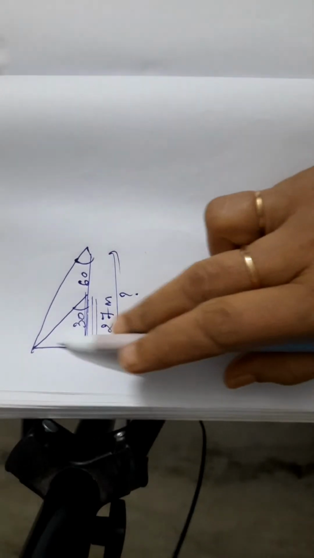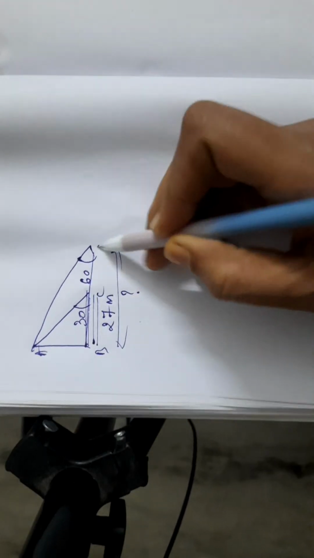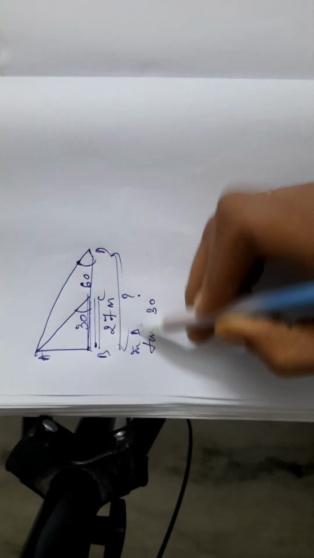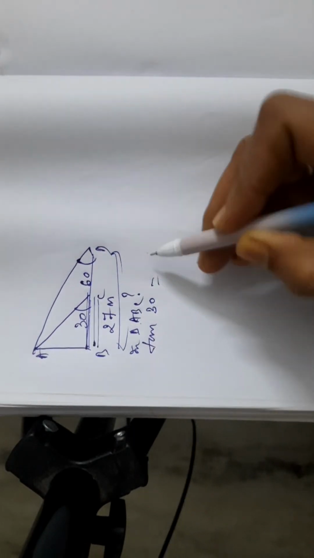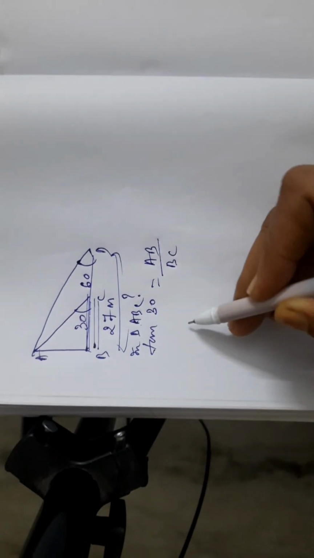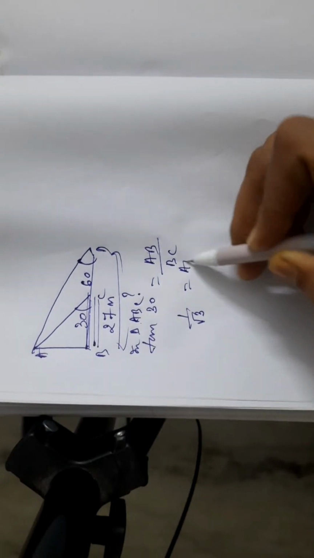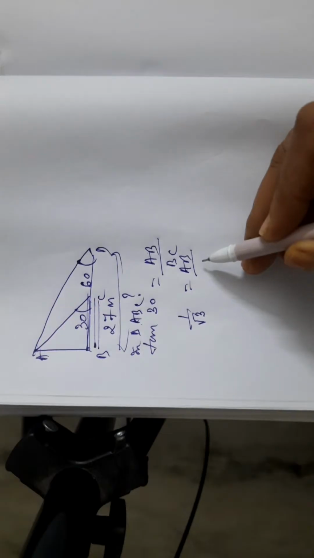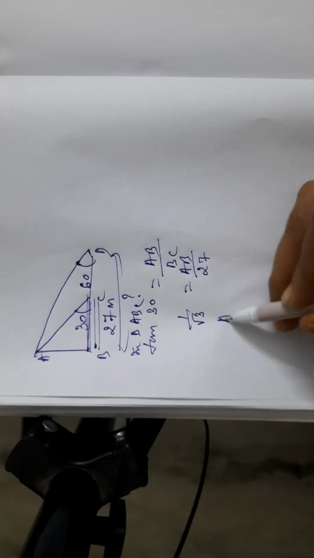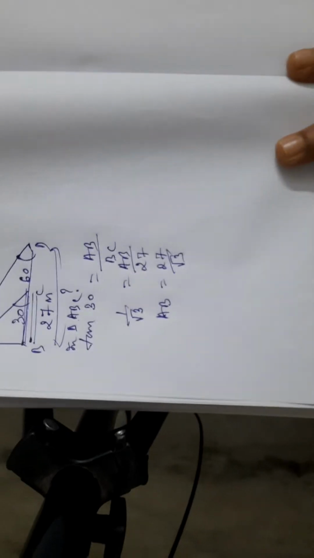With this first given triangle, we'll be calculating H. For this kind of question, always do the labeling first. Tan 30 in triangle ABC is perpendicular AB upon base BC. Tan 30 has the value 1 by root 3. So AB upon BC, which is 27, and we cross multiply. AB is equal to 27 upon root 3.